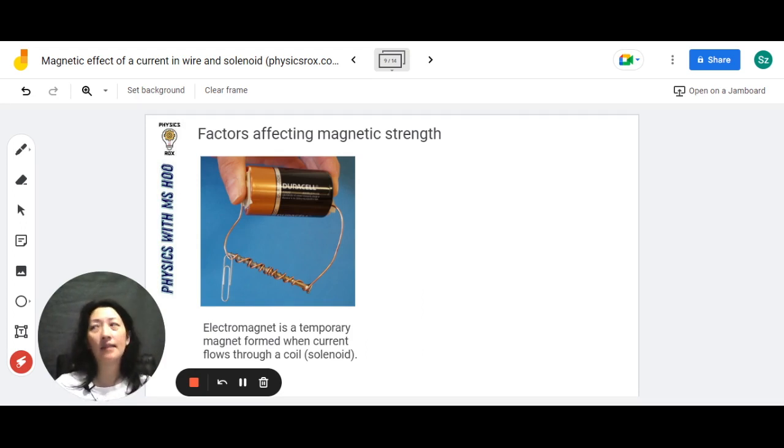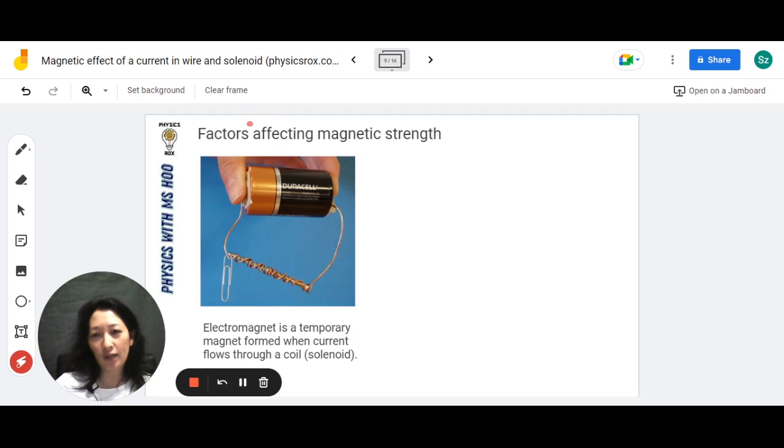The magnetism doesn't stay. And because of this temporary nature, it is actually very, very useful because you can use electromagnets on demand. Like you want the magnetism, pop, switch on, it's a magnet. But you don't want it anymore, switch off, it loses its magnetism.